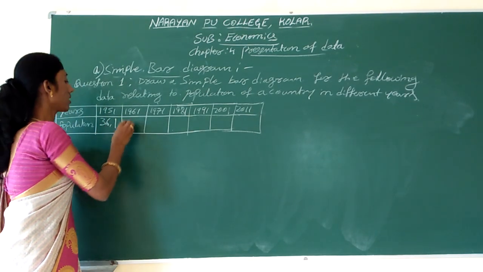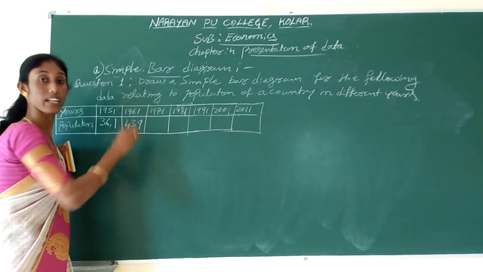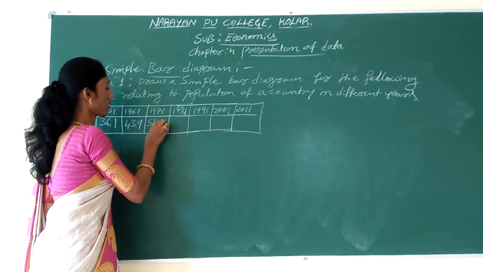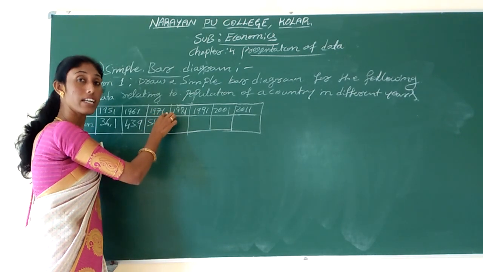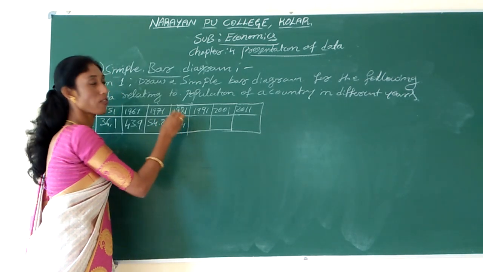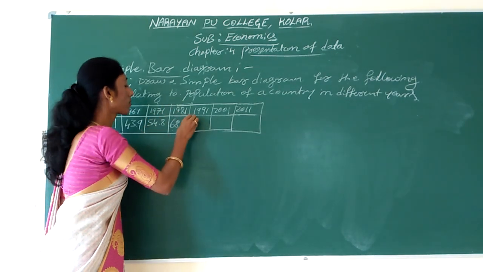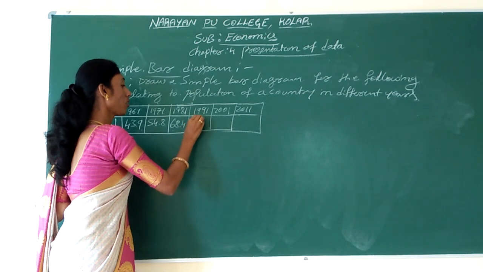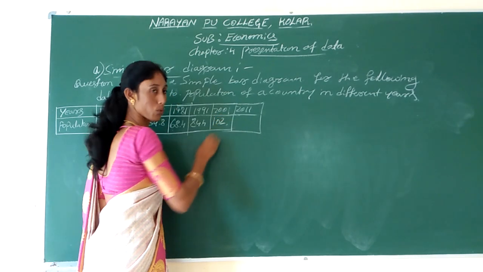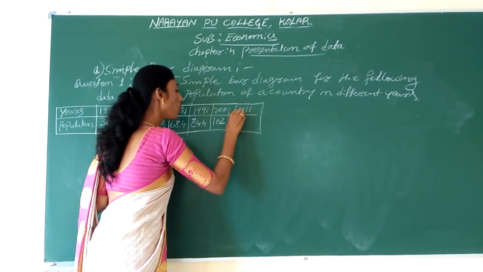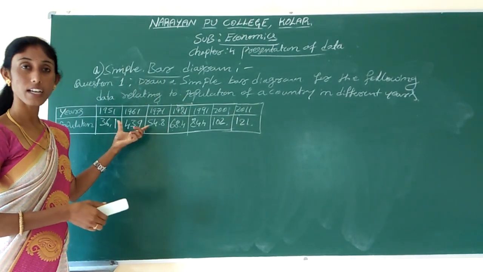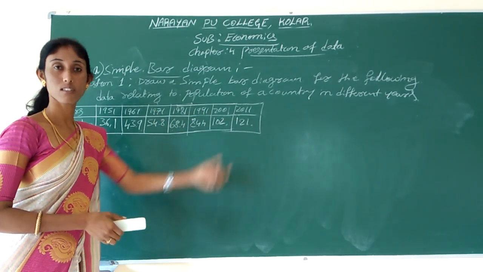6.1 crore, 43.9 crores, and 54.8 crores in 1971, and under 1981 the population rate was 68.4, and under 1991 84.4, and in 2001 102 crores, and here 121 crores. This is the population rate of the country in different census years.